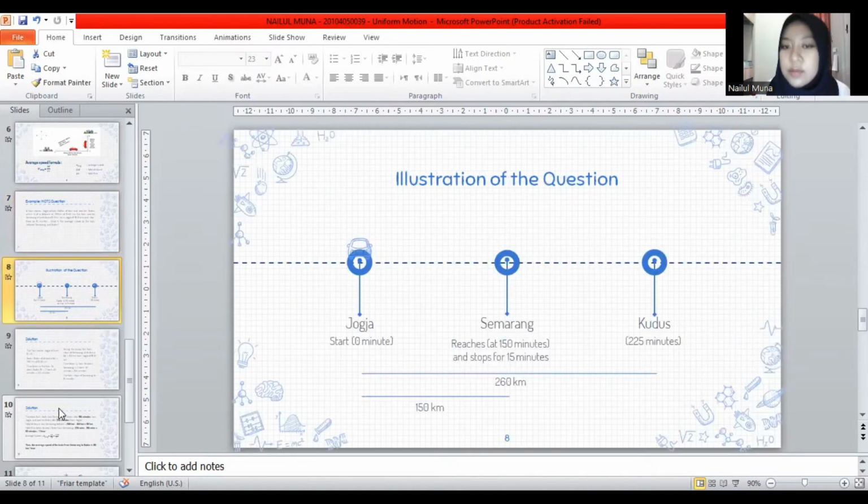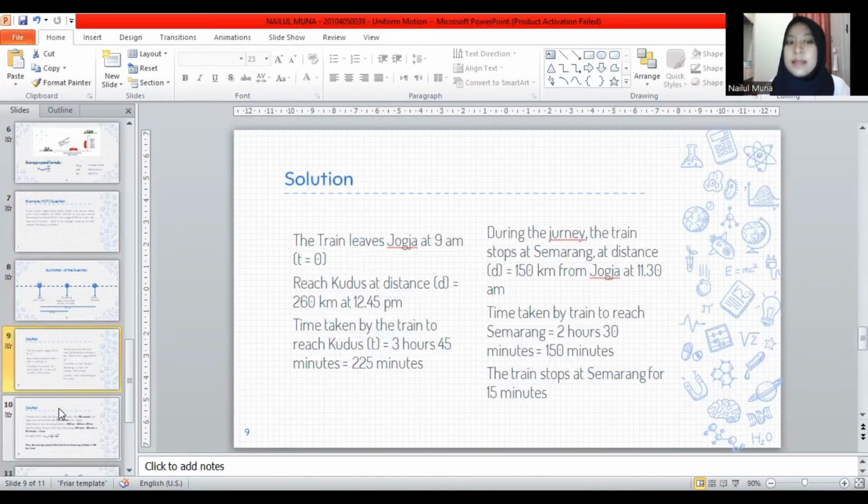Yeah, this is the illustration of the question. You can see the car is from Jogja and reaches Semarang. And this is the solution. First, you have to make sure that you understand the question. And then you have to divide it in some points.